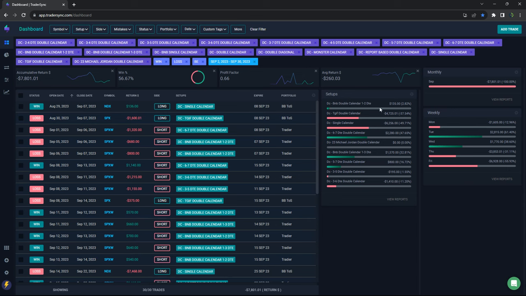Small scratch amount, 135 bucks on 1-2s, scratch on the MJs. B&B 1-3s booked over 1,500, 5-7 booked over 800, or right at 800, and then a couple small losses on the 3-5s and 3-6s. So minus 7,800 on calendars for the month.